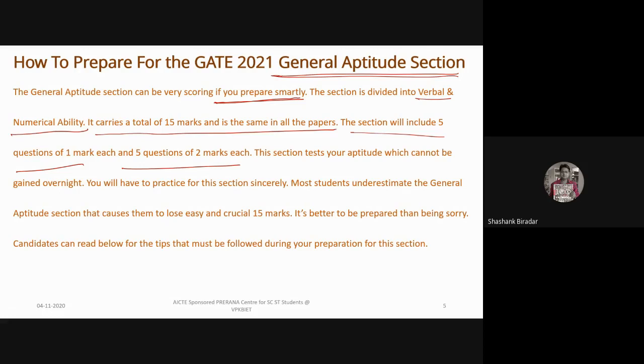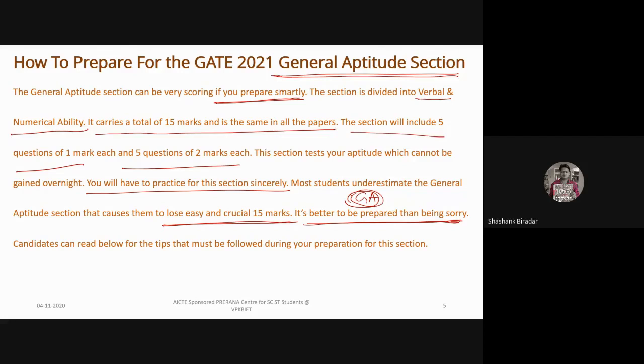Today in this session we will be focusing on general aptitude from the GATE point of view, since practice is very, very important here. Most students underestimate the general aptitude section, which causes them to lose easy and crucial 15 marks. So don't ignore the GA section. It is very important, easy, and also crucial. It is better to be prepared than sorry. You have to prepare right from the beginning, and this is a good time to prepare.